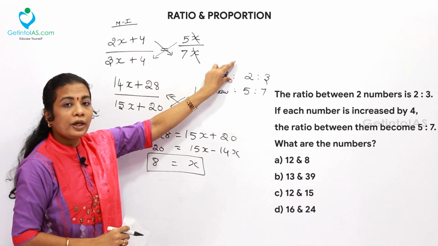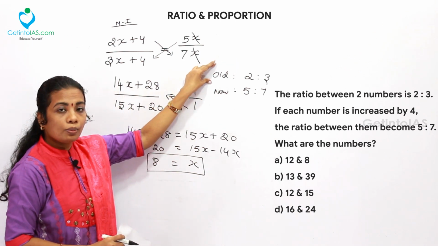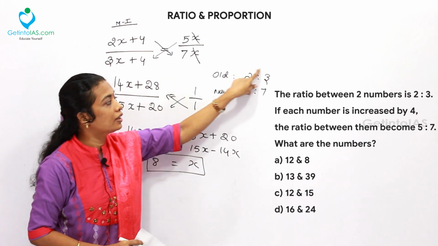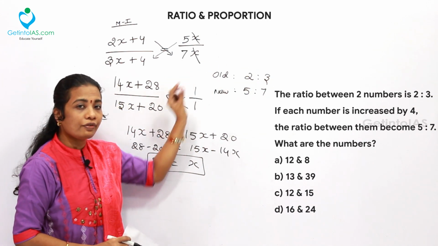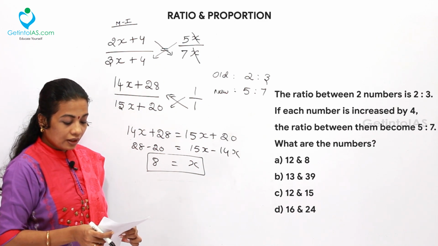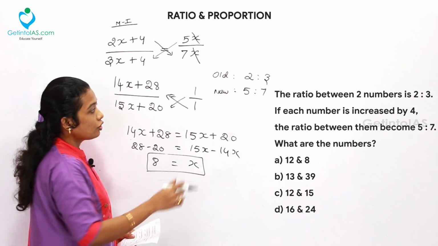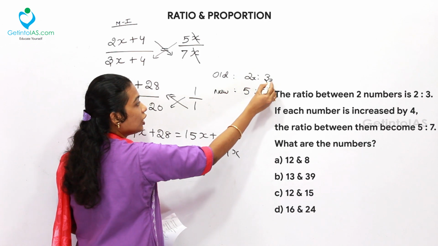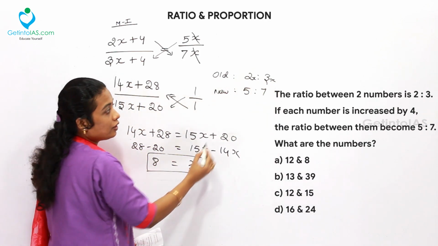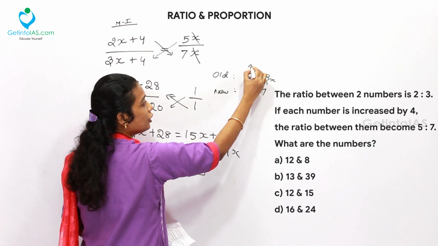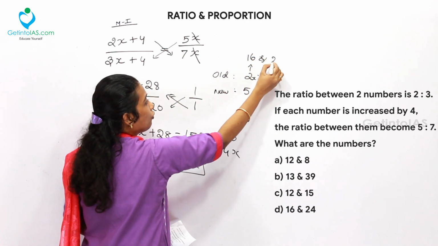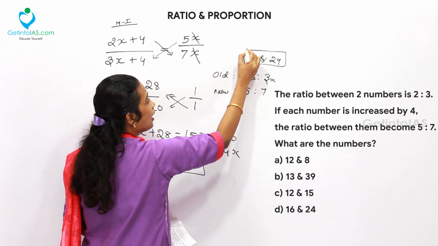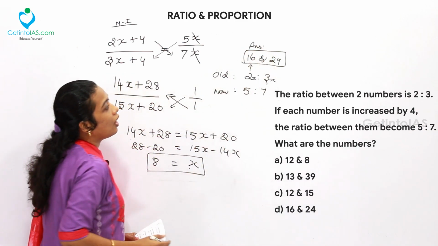Which ratio do we want to take? This is the question of so many students. So here always take the old. That is, by default we take the old value. What are the numbers? So 2x and 3x. So x is equal to 8. What is 2x? 2x is equal to 16 and 3x is equal to 24. The numbers are 16 and 24 and that is my answer.